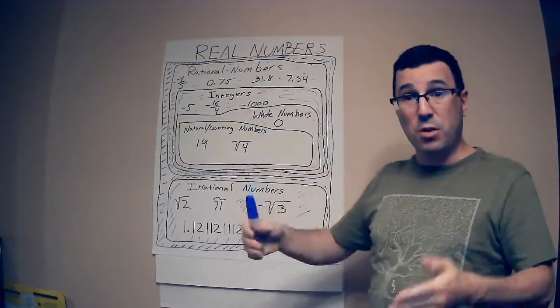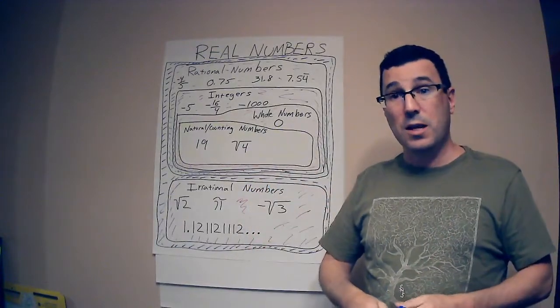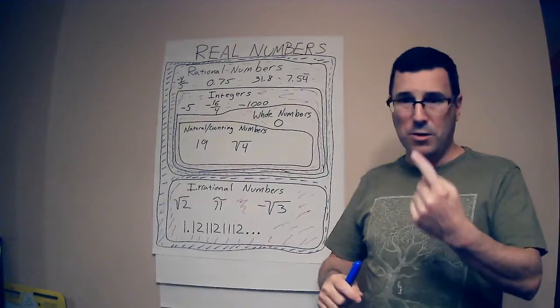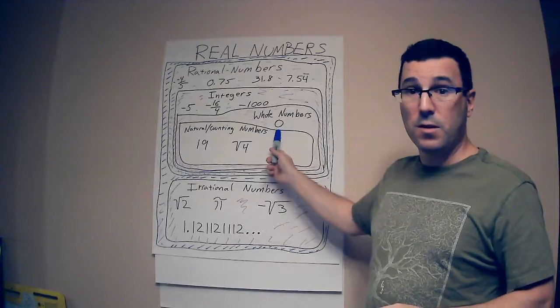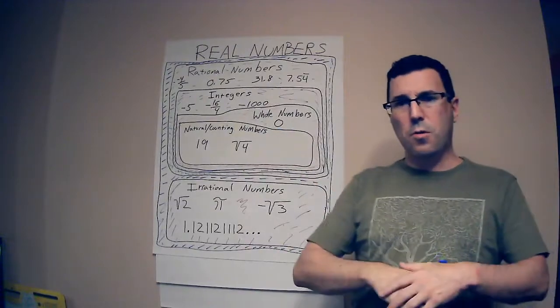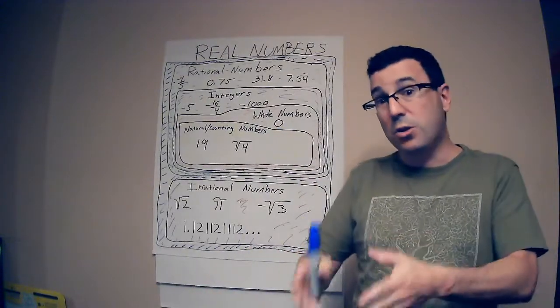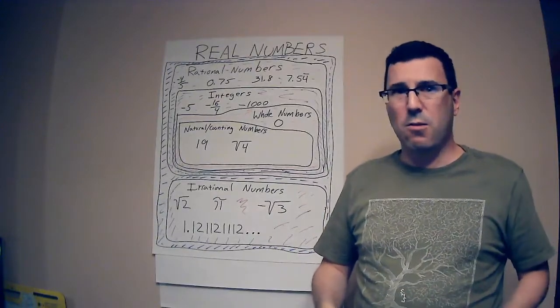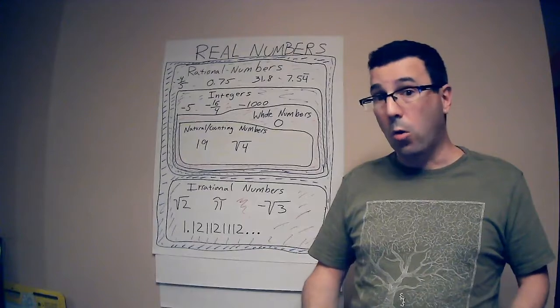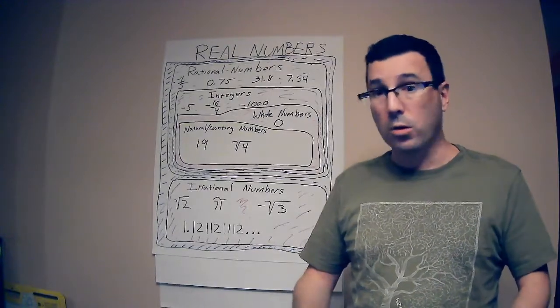The next smallest box is called the whole numbers. There's only one special number that is particular to whole numbers, and that's 0. So whole numbers are all the positive numbers including 0. If you stop and think about it, a 0 looks like a whole, so it's a whole number.